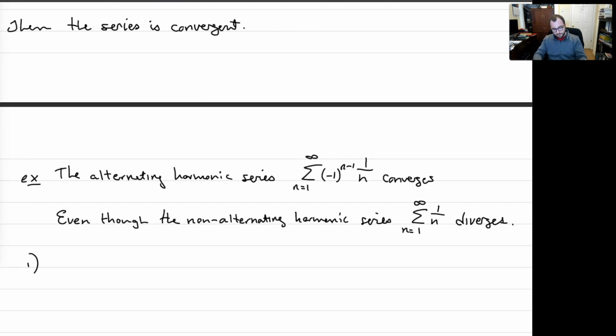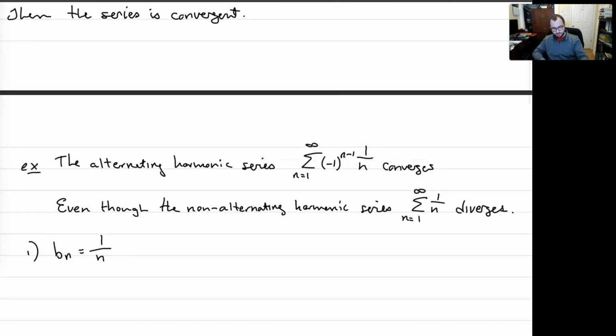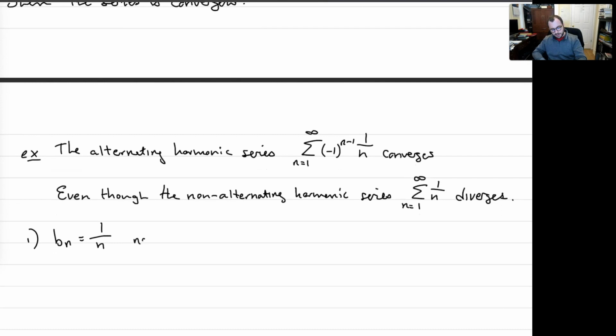So number 1, I'm just going to say Bn is 1 over n, just to write it down. It's kind of clear that the alternating part is -1 to the n minus 1, and then the Bn part is 1 over n. So when we check the conditions for the alternating series test, they're going to be about 1 over n. Is this non-increasing?